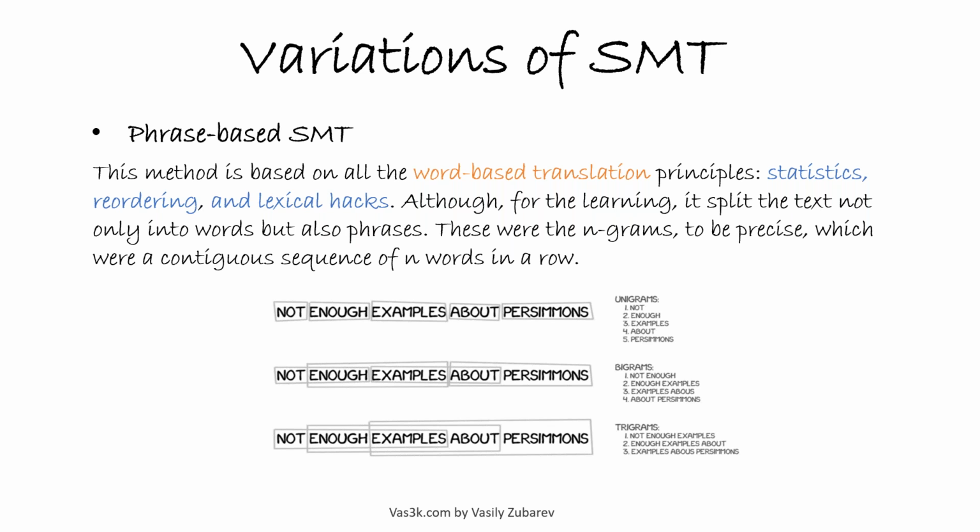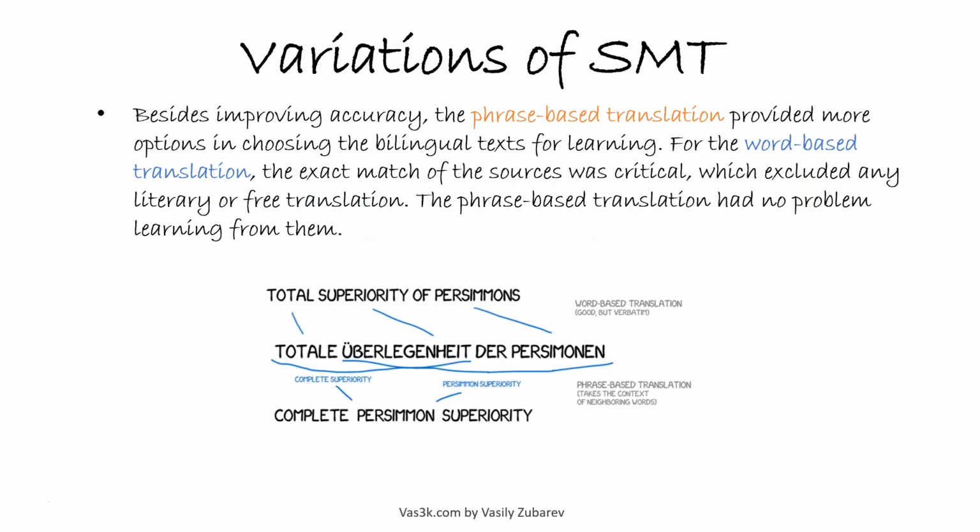Here we have the necessary features to translate to a different language, right? To calculate the probability, we have more information now with the phrase-based SMT system. Though it was very popular over time, besides improving accuracy, the phrase-based translation provided more options in choosing the bilingual text for learning. For word-based translation, the exact match of the sources was critical, which excluded any literal or free translation. The phrase-based translation had no problem learning from them.